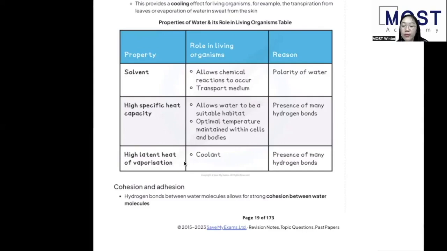The third property I just talked about is the high latent heat of vaporization. And this is very good because it acts as a coolant for organisms. Like water evaporating, it takes a lot of thermal energy with it, and the temperature of the organism will obviously decrease along with it. And the reason for this is the presence of many hydrogen bonds, just like I said above.